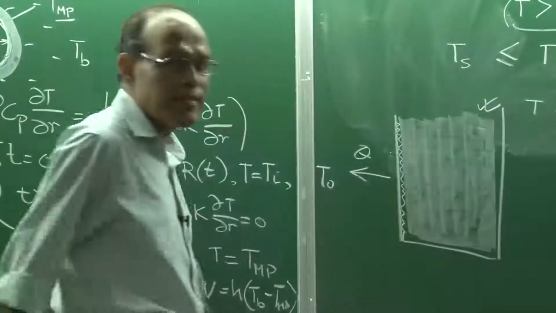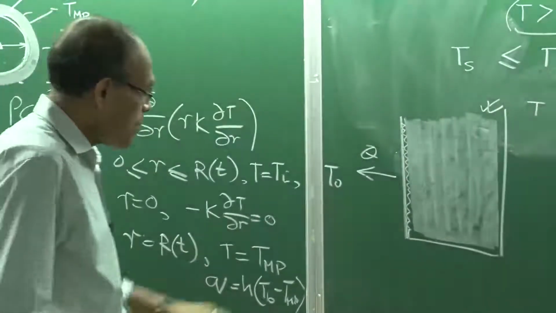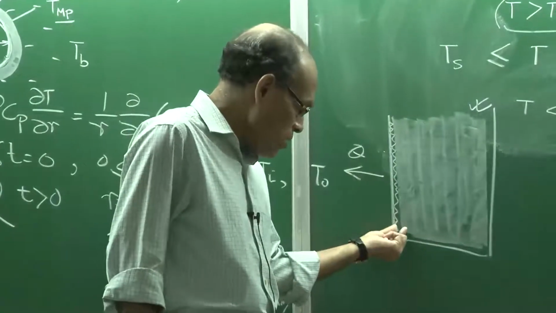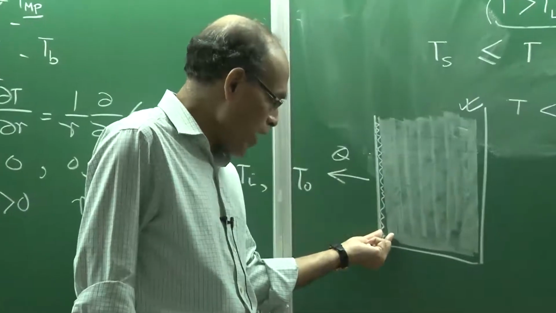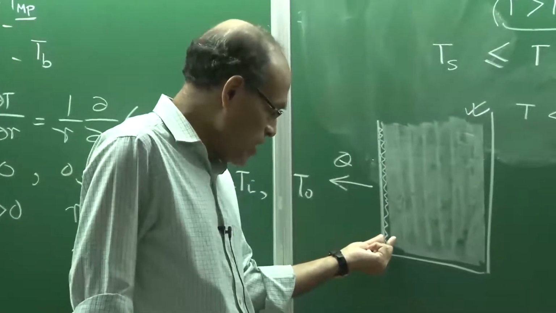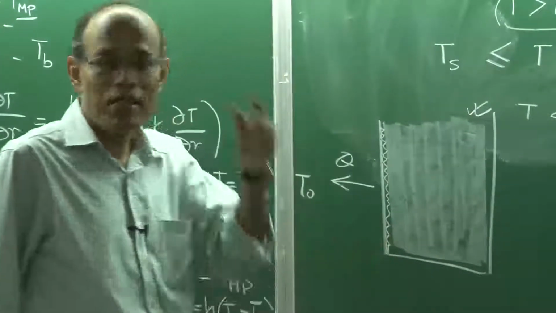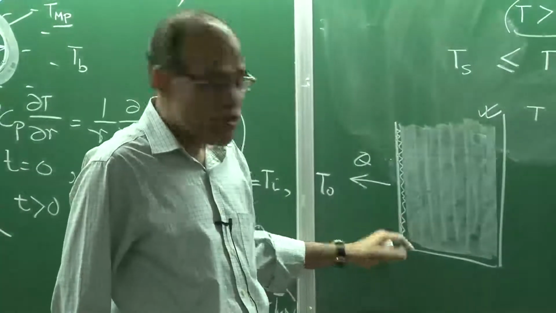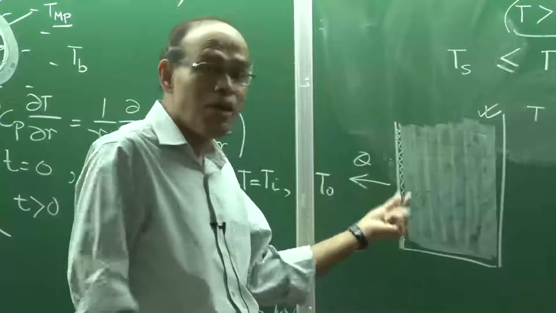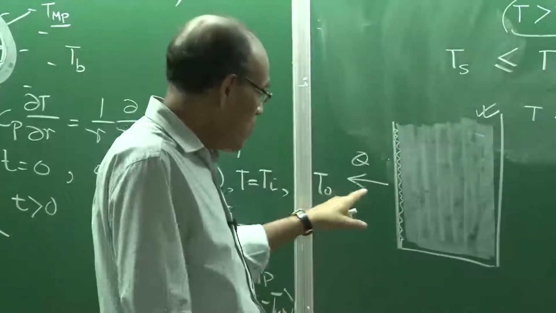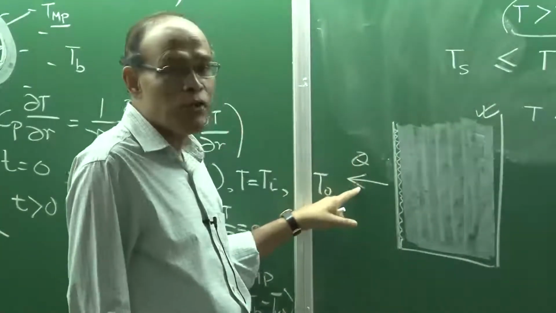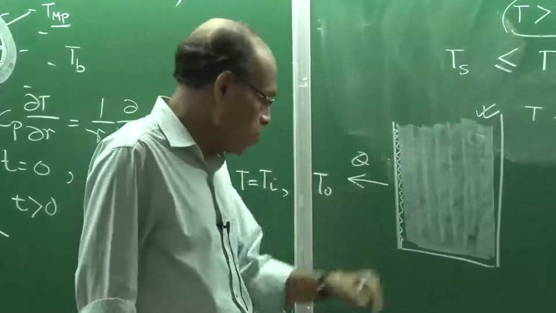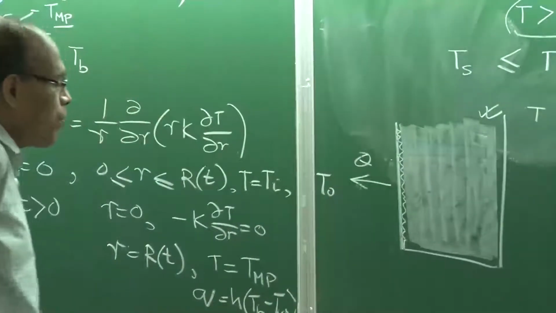This gap, if you do not add any mold powder, can be expected to be filled with air, and we all know air is a very poor conductor of heat. So the presence of any air because of the shrinkage will retard or impede the rate of heat flow, and as a result the solidification could be delayed.